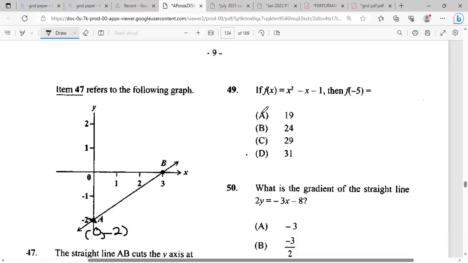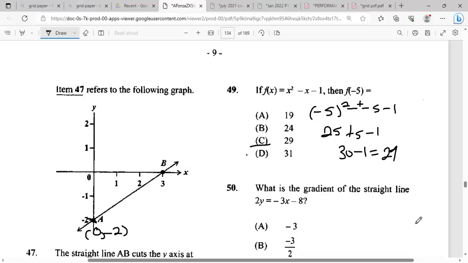49, I like this one. Good job, C6. If f of x is equal to x squared minus x minus 1, we're going to put -5 anywhere we see x. Put back the -5, because remember x is -5. Any number squared is going to give us a positive, 25. These two together give us +5, and your -1. So 25 plus 5 gives you 30, minus 1, which works out to 29. And that is C.